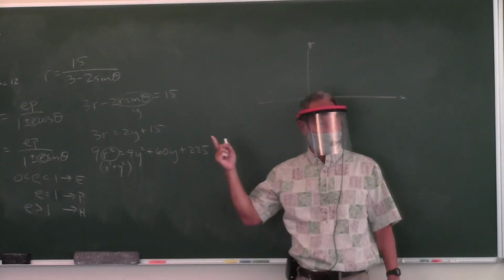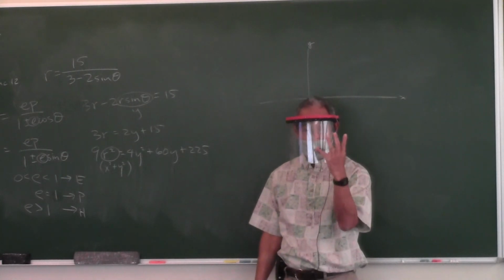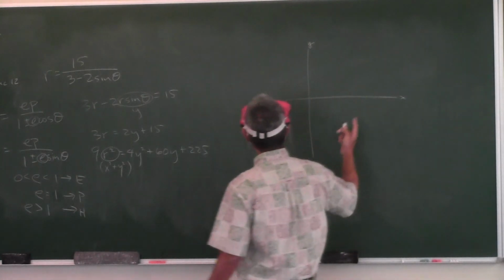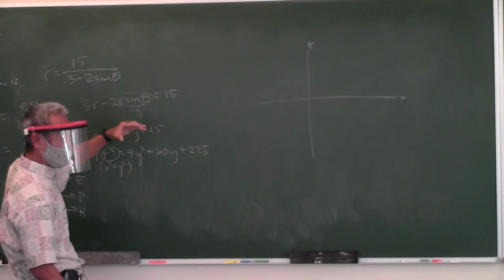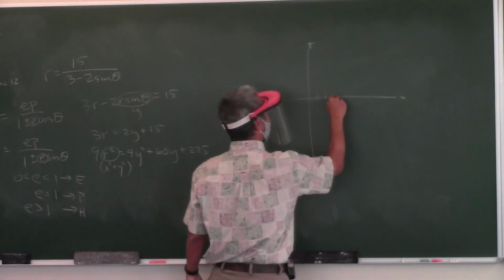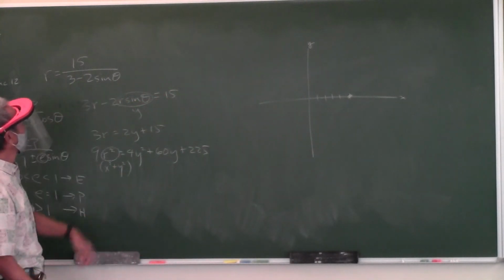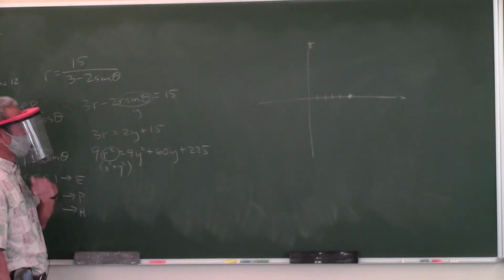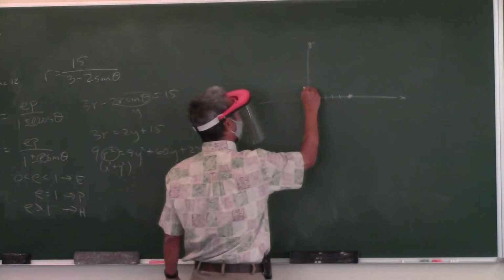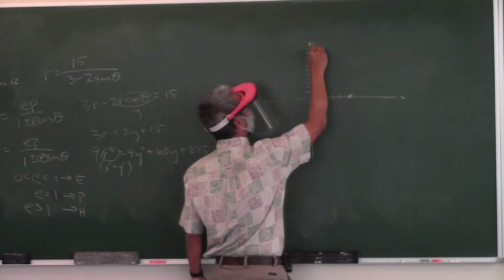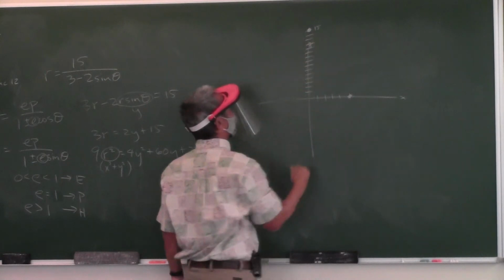Okay, remember how to draw these graphs? Remember from polar? Plot the 4 quadrantal angles. Okay, plug in 0. Sine of 0 is 0. 15 over 3? 5. Now plug in pi over 2. Sine of pi over 2 is 1. So you get 15. 1, 2, 3, 4, 5, 6, 7, 8, 9, 10, 11, 12, 13, 14, 15. Let's just put 15 there for a reminder.